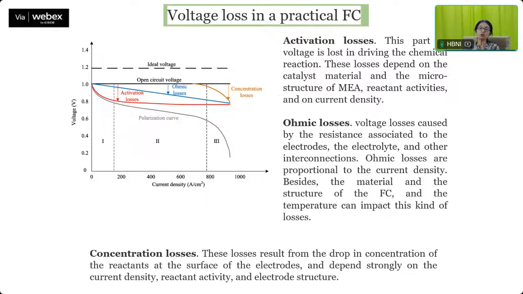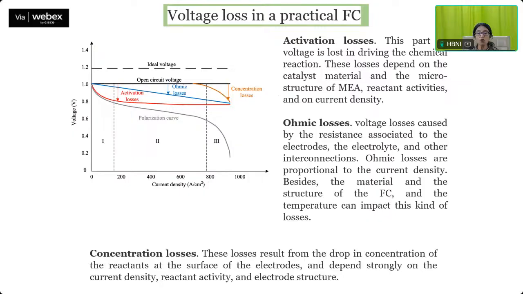Then you have something in blue which is decreasing constantly, and this is known as the ohmic loss. This decreases constantly with the current density. This is voltage loss caused by the resistance associated with the electrodes, the electrolyte, and other interconnections. Ohmic losses are proportional to the current density. They are impacted by the material, the structure of the fuel cell, and also by the temperature.